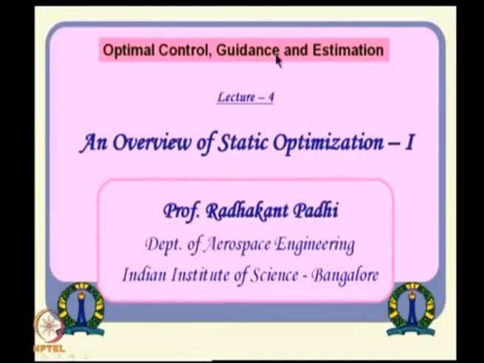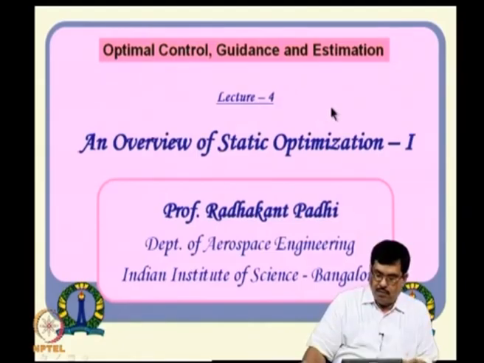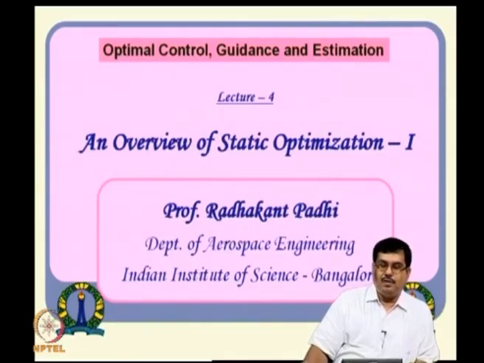Hello everybody, welcome to lecture 4 of this course, Optimal Control Guidance and Estimation. So far we have seen some overview of this course, followed by some overview of topics related to systems theory as well as matrix algebra and numerical methods that are relevant in this course. Another thing that is very much relevant in this course is the concept of static optimization.